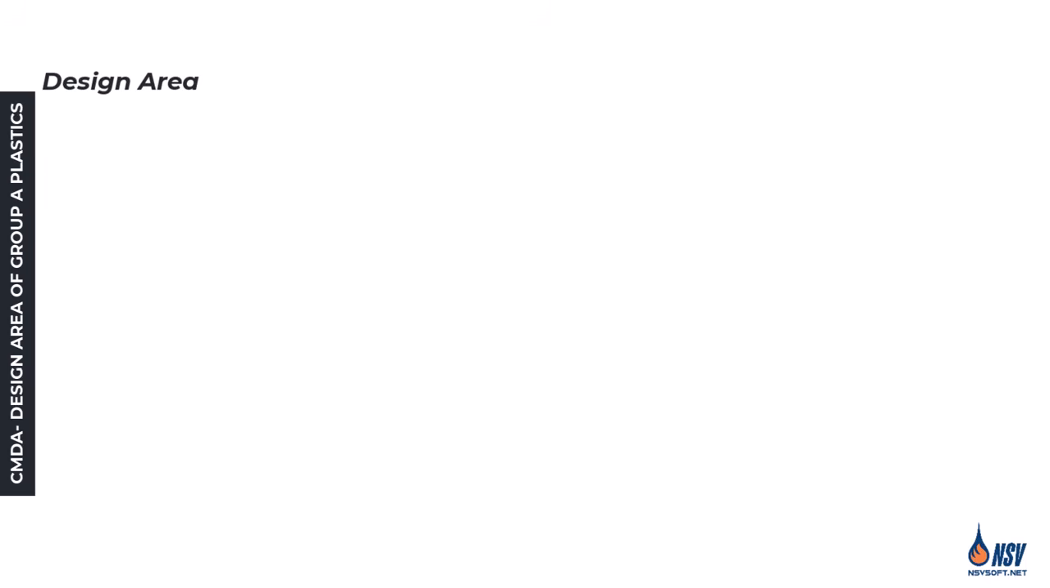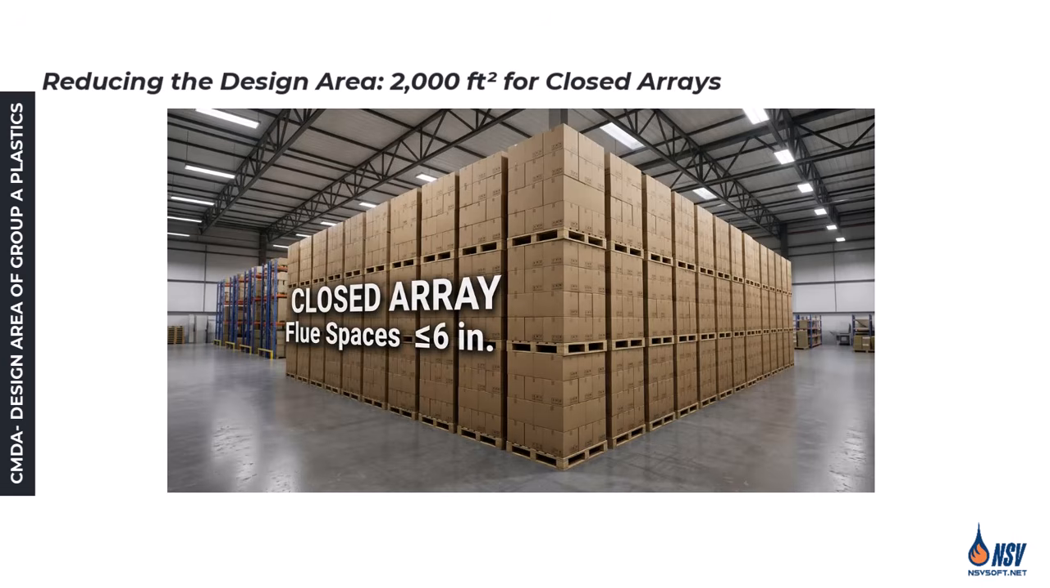To perform our hydraulic calculations, we naturally need both the discharge density and the design area. While we just explored how to determine the required density, the design area follows its own specific set of rules. In most cases, our baseline minimum design area is established at 2,500 square feet. However, we have two notable exceptions where this area can be safely reduced. The first exception applies to closed arrays, where we are permitted to reduce our design area down to 2,000 square feet. A closed array is defined as a storage configuration with flue spaces of 6 inches or less.